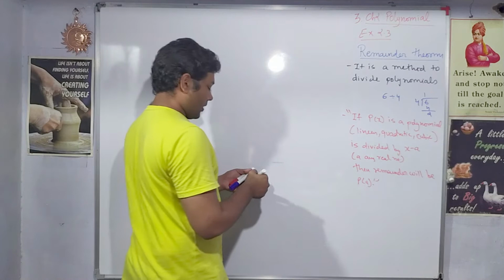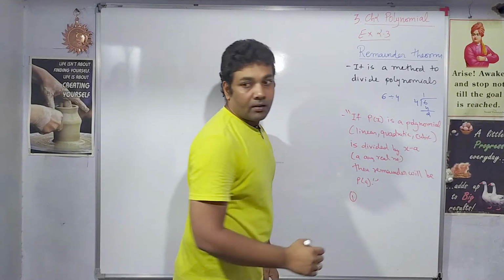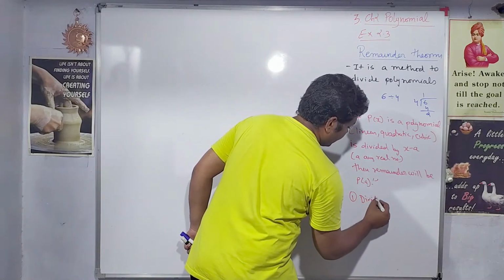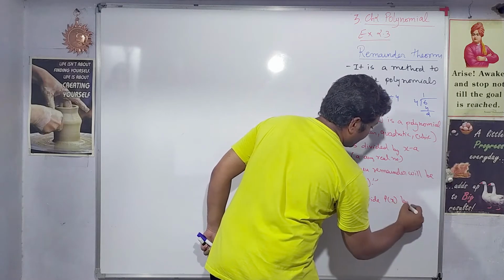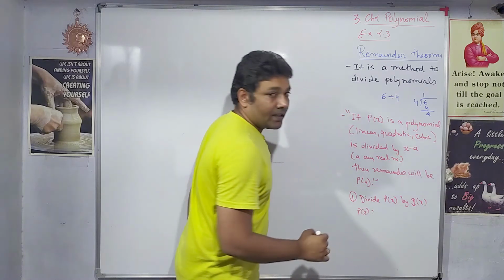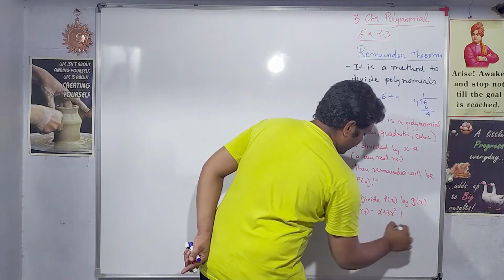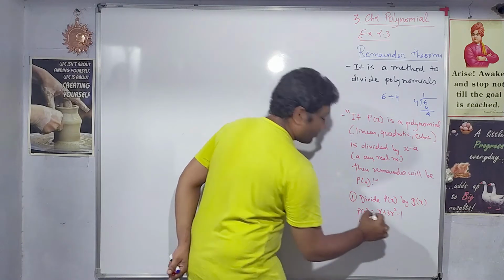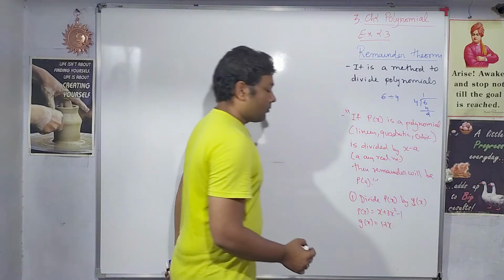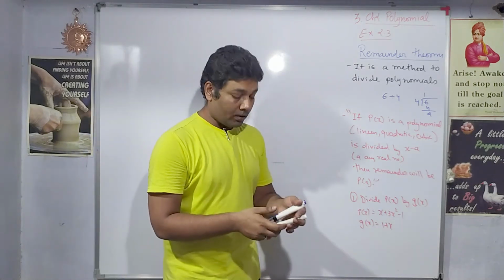So the first question I have is divide p of x by g of x. The value of p of x is given as x plus 3x square minus 1, and g of x, its value is given as 1 plus x. How do we do division? So one is using a remainder theorem and other one is a long division method.